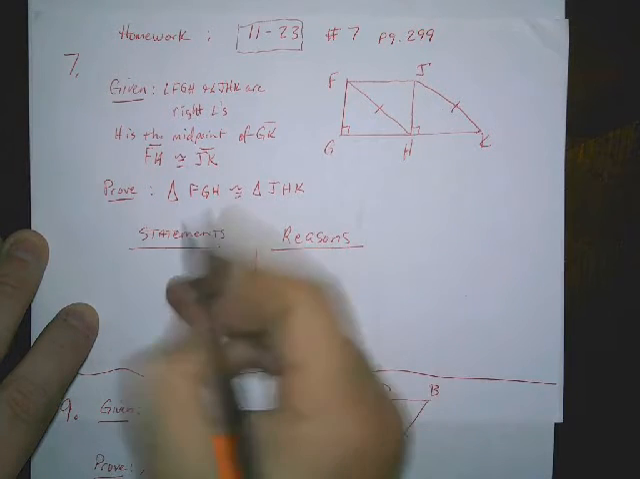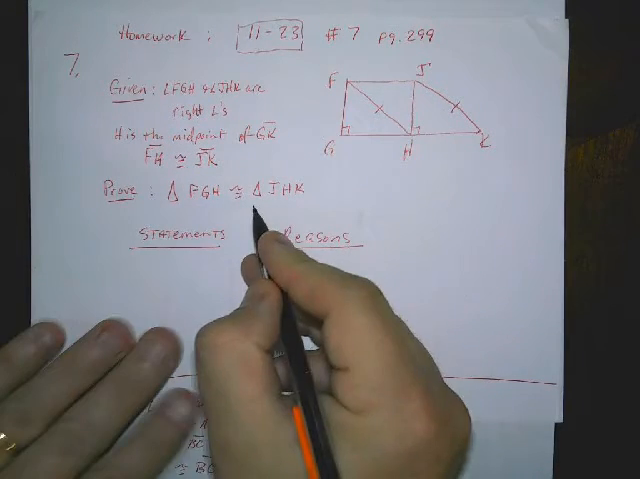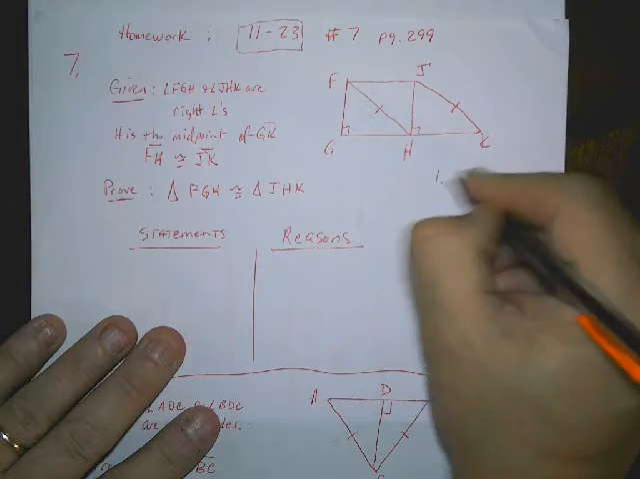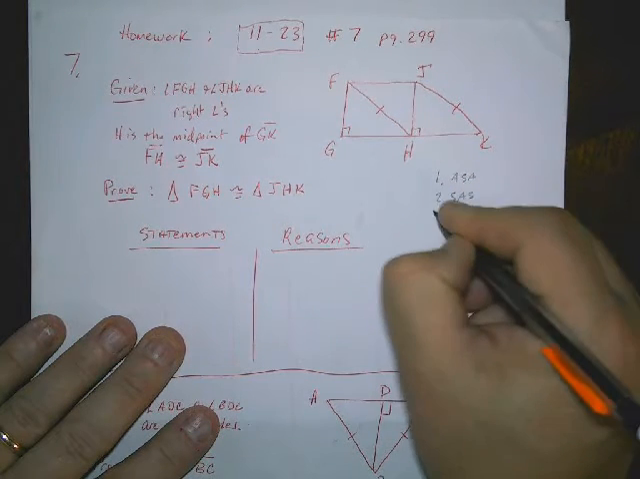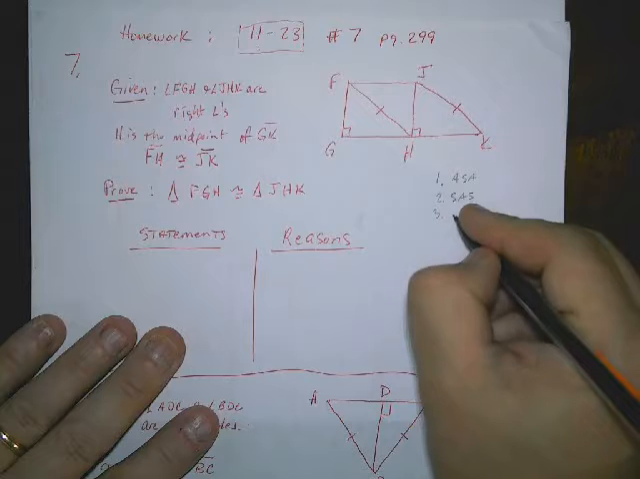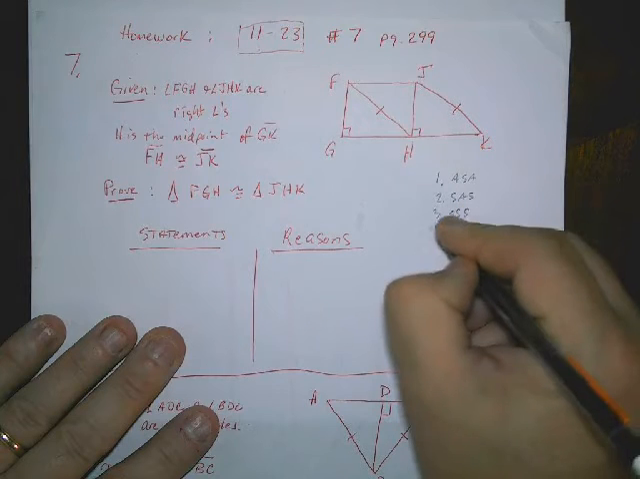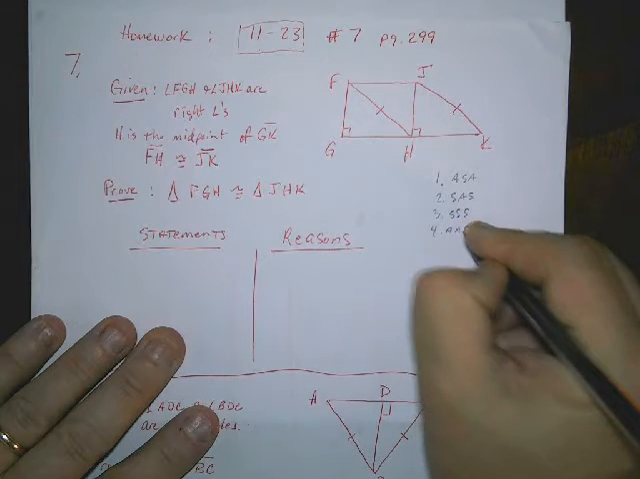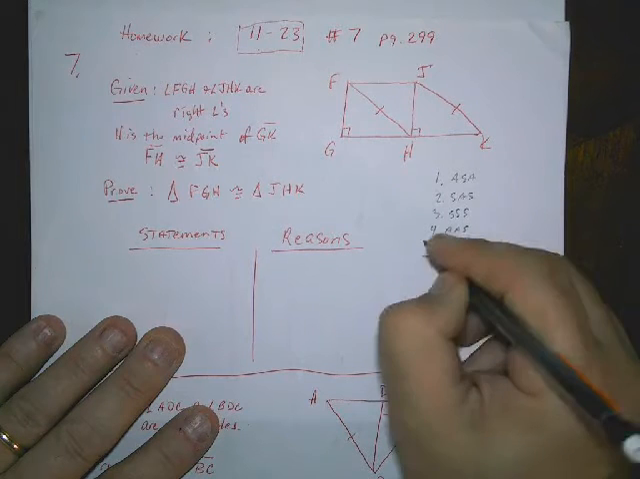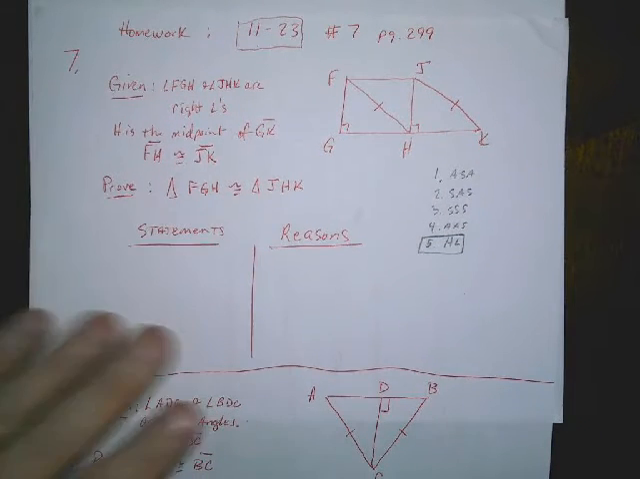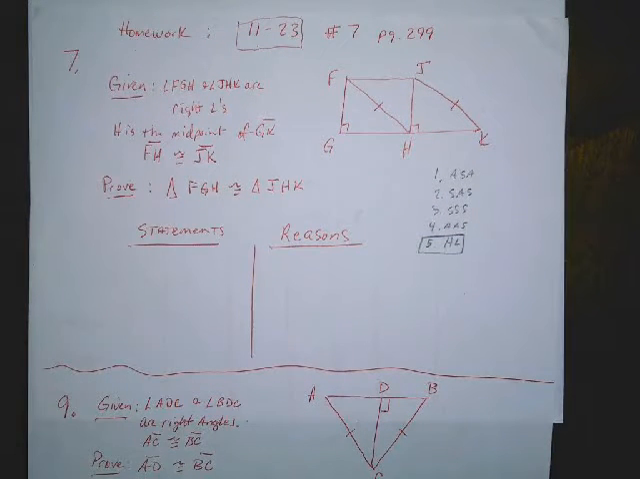Okay, well, if we look at what we're trying to prove, we're trying to prove triangles congruent. We've got 5 ways to do it. We have ASA, we have SAS, SSS, AAS, but the most important is the one that we're most recently doing. So more than likely, this proof is going to focus on the HL.